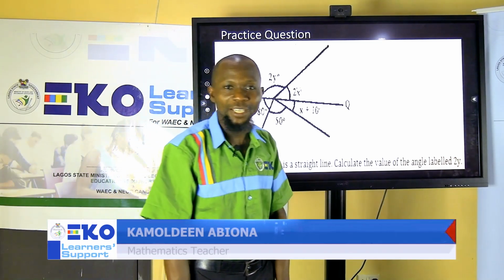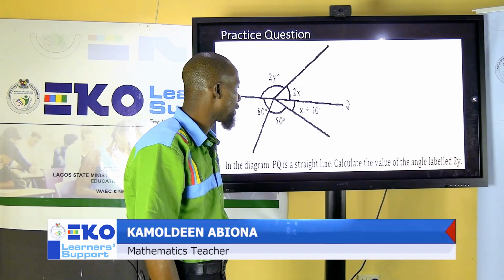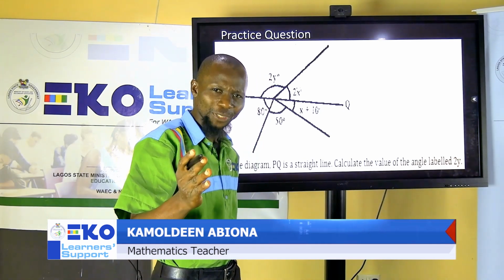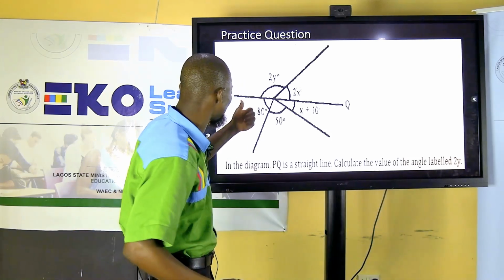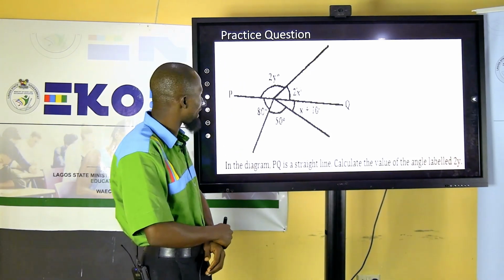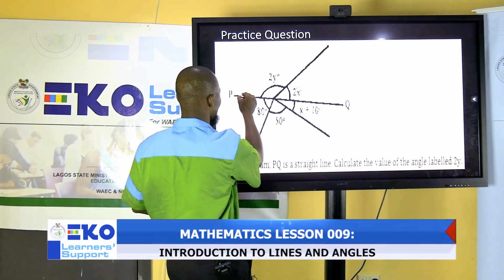Okay, you are welcome back. So we have this question and we want to find the value of 2y. So I hope you understand. Did you get it? Okay, let's look at it together. So what do you observe? In the diagram, PQ is a straight line. This is a straight line.